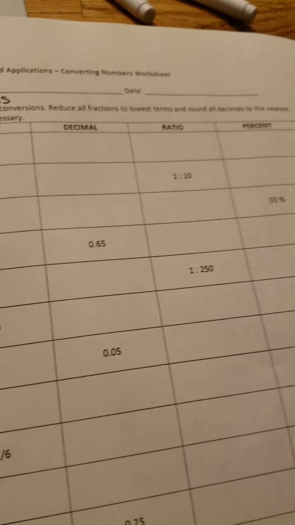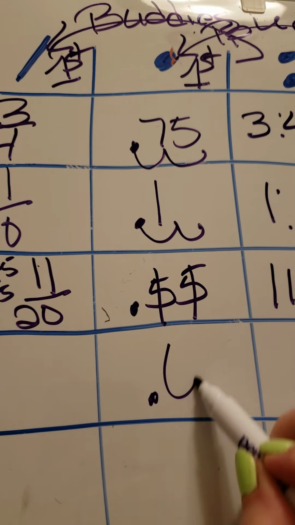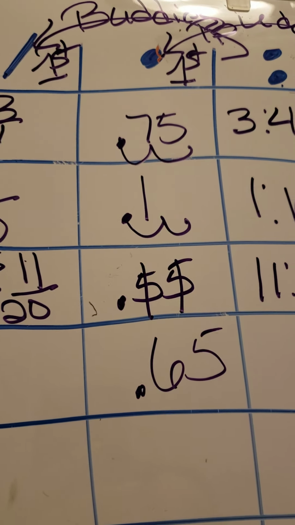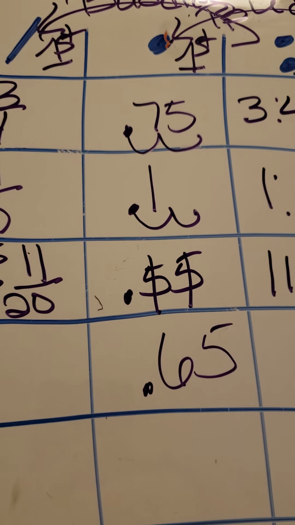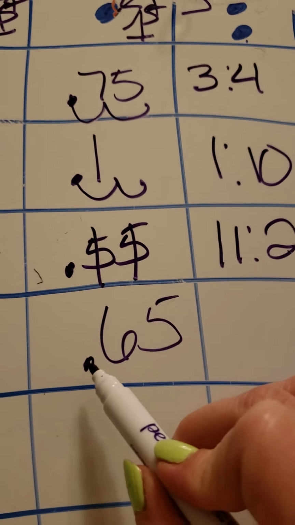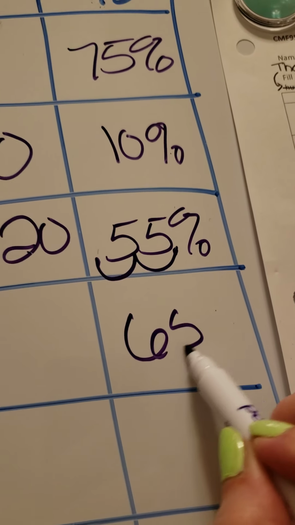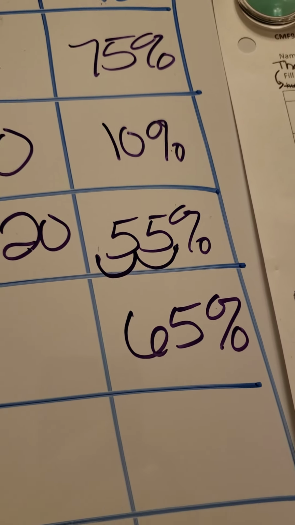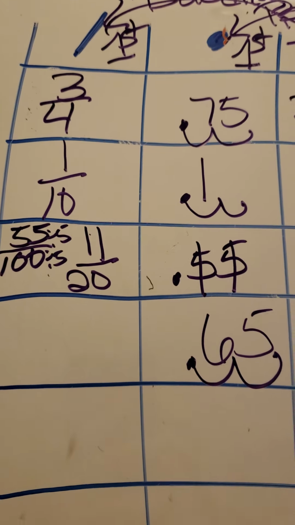Next up I have 0.65. Perfect. Okay, decimal's buddy is going to be a percent, so we're just going to go 1, 2, 65%.